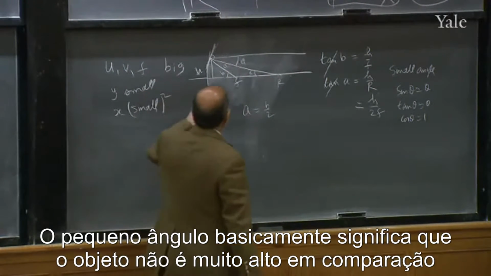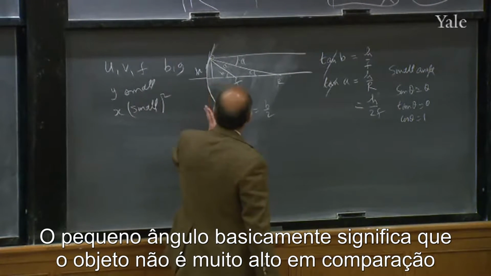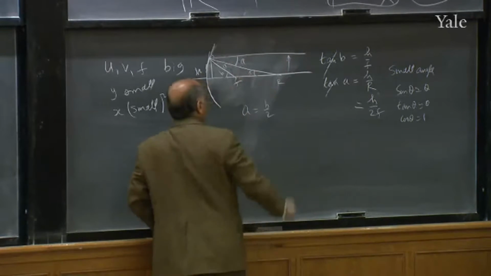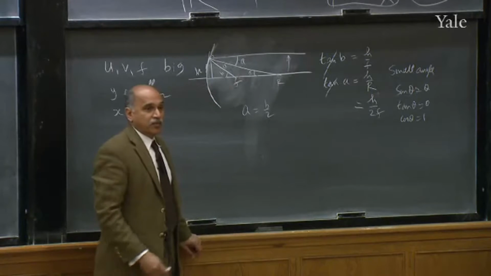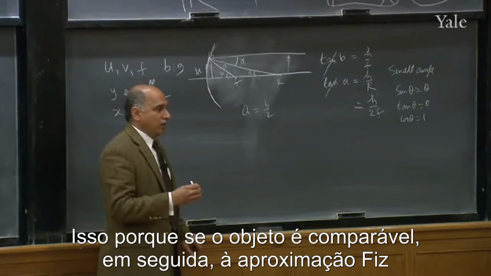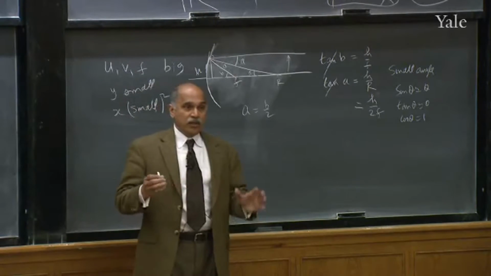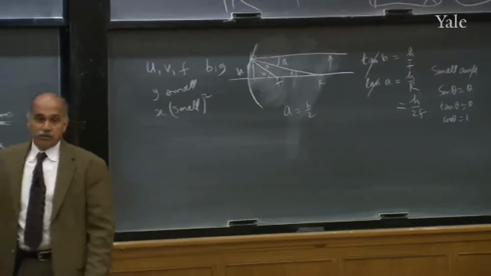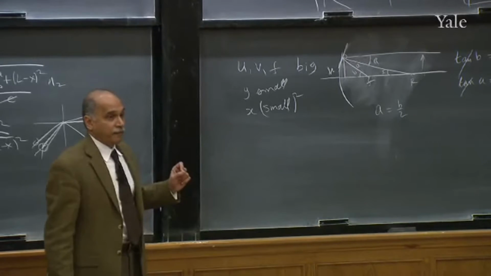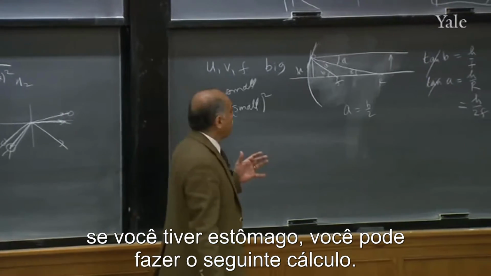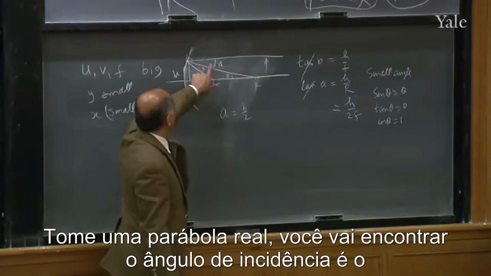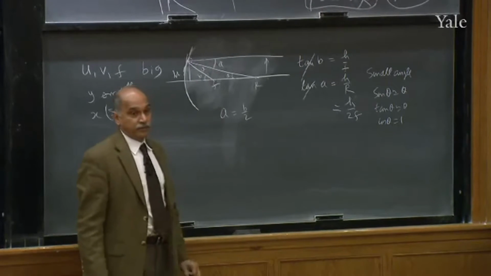Small angle basically means your object is not too tall compared to the radius of that mirror. That's because if the object is comparable, then the approximation I made, that a circle will approximate a parabola, is no longer valid. So remember, if you took a real parabola, if you have the stomach, you can do the following calculation. Take a real parabola, you will find angle of incidence is angle of reflection exactly.